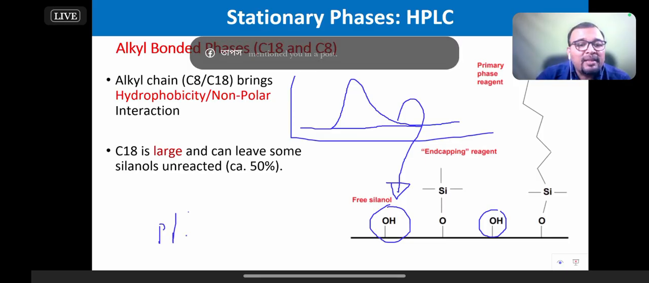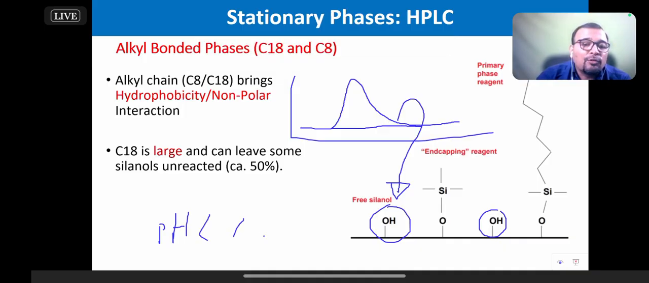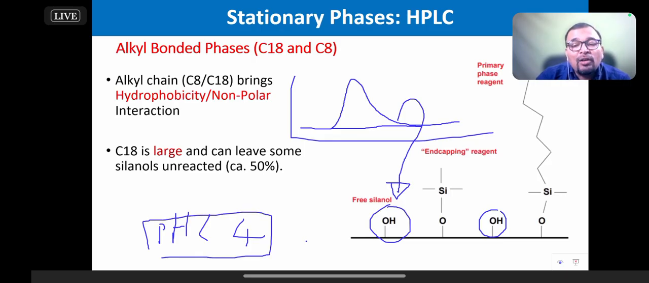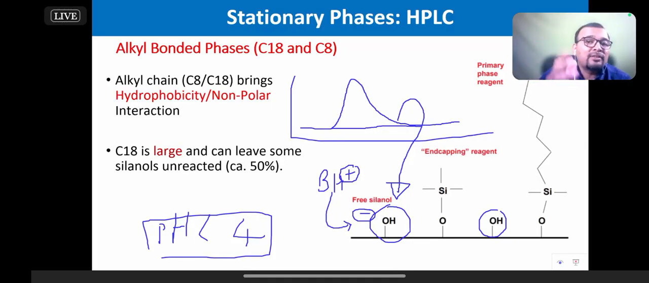especially in case of pH. If the pH is greater than 4, the silanol groups get charged, and because of that, your protonated base, like BH plus with a positive charge, gets attracted towards these charged silanol groups. Especially above pH 4, you will have active silanol groups, and your base molecule can have tailing. And that's the only reason.